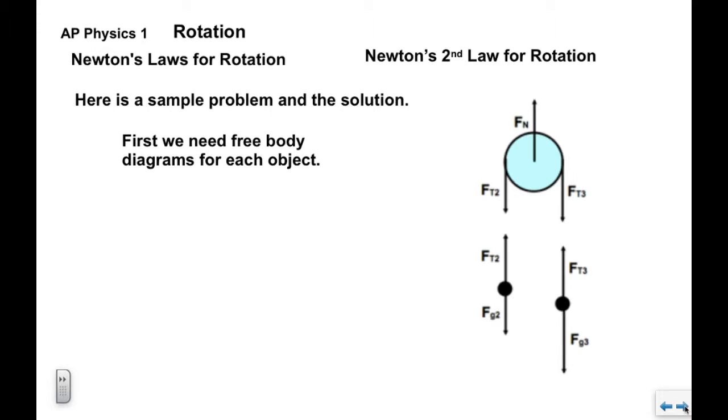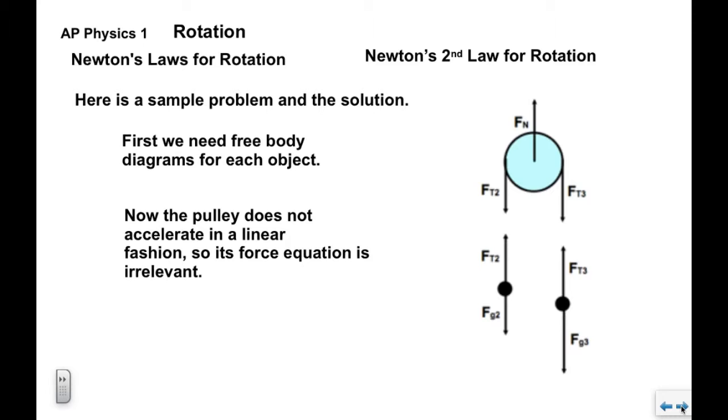So first, here are our free body diagrams. The disk is being held up by some force Fn. We have M2 and M3 with their associated gravitational forces. And then we have an Ft3 pulling up on M3. That same Ft3 is pulling down on the side of the disk. On this side we have M2g. We have Ft2 pulling up and Ft2 pulling down on that side of the pulley.